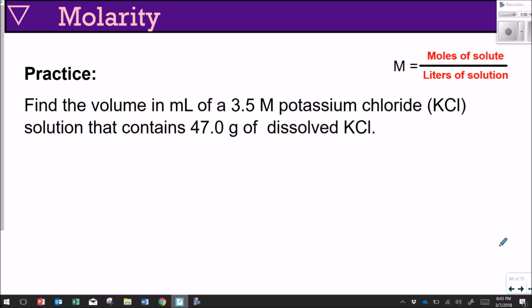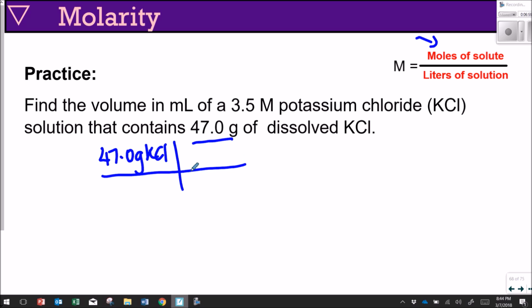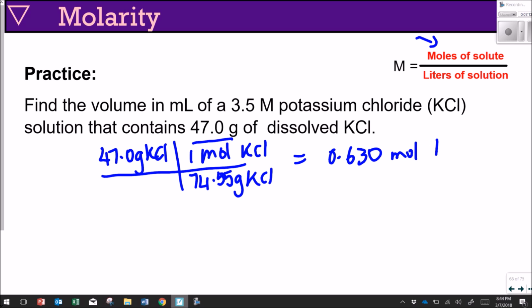This problem says find the volume in milliliters of a 3.5 molar potassium chloride solution that contains 47 grams of dissolved potassium chloride. Again, my formula has moles and I have grams, so I have to convert that first. So 47.0 grams of potassium chloride, and I convert that to moles. Again, the molar mass is 74.55 grams of potassium chloride is 1 mole of potassium chloride, and I get 0.630 mole of potassium chloride.